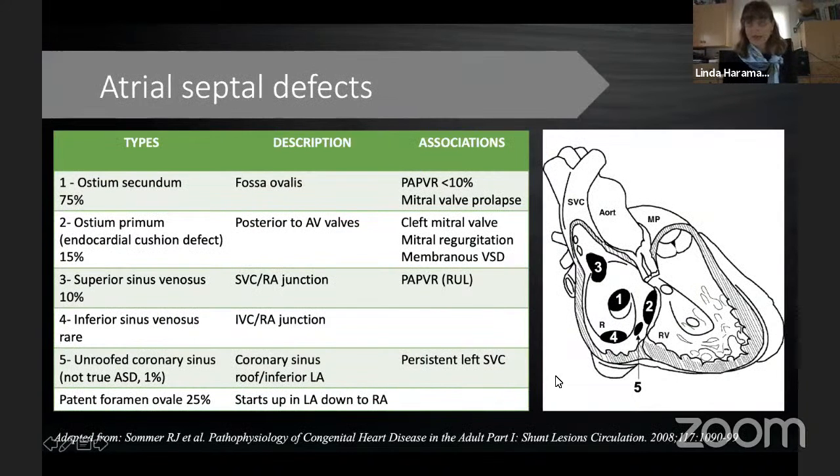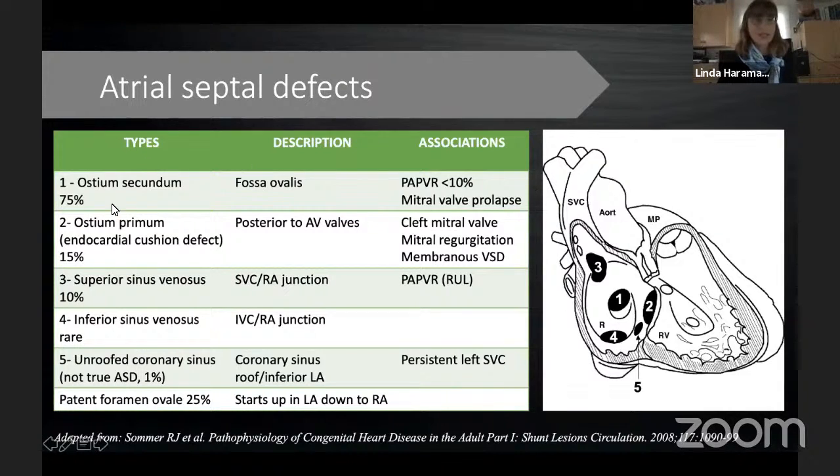So this is a diagram that's been adapted from the article by Sommer et al., on pathophysiology of congenital heart disease in the adult, part 1, shunt lesions, published in Circulation in 2008. And it goes really very step by step through the pathophysiology. And as we know, when you're talking about congenital heart disease or any congenital anomaly in adults, we are seeing a different, more mild spectrum of disease because the more severe ones tend to present earlier on in childhood.